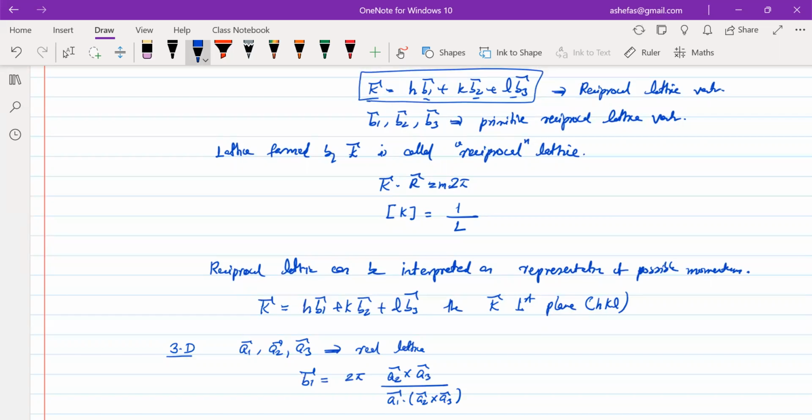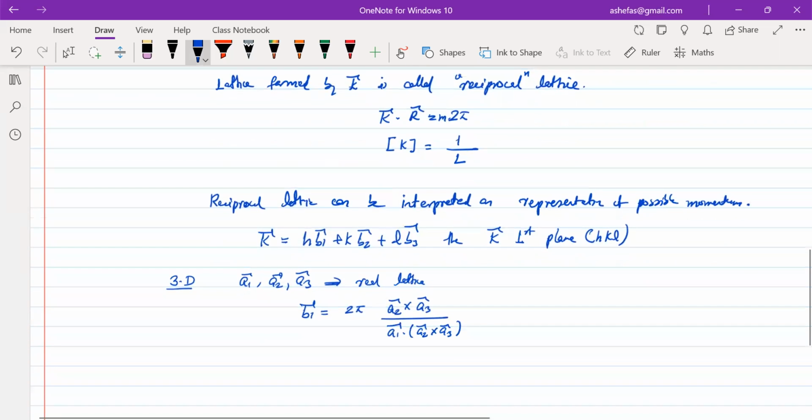So this is B1. Similarly, we can write B2, B3. The only thing is you have to cyclically change the numerator. There is no need to change the other quantities. This is defined in this way because your A1 dot B1 must be equal to 2 pi. Certain textbooks define the lattice like this, where A1 dot B1 would be equal to 1.